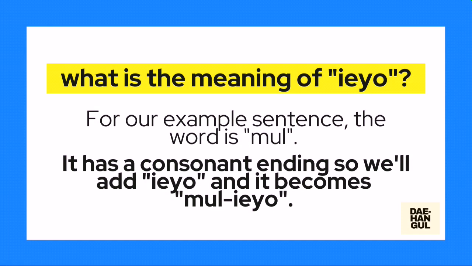For our example sentence, the word or the noun is 물, which means water. Since this has a consonant ending, we'll be adding 이에요. So it becomes 물이에요.